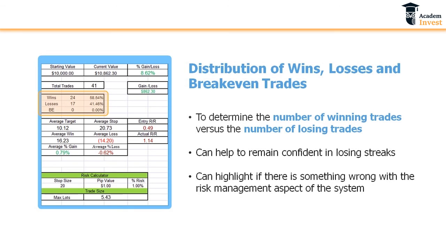Determining the distribution between the system's winners and losers will help you deal with future losing streaks. If the system makes money but only has a small percentage of winning trades, then you can continue to trade confidently when losing streaks occur, because you know this is normal for the strategy being used. However, if your system is losing money with a higher percentage of winning trades, then you have highlighted that there is something wrong with the risk management aspect of the system.